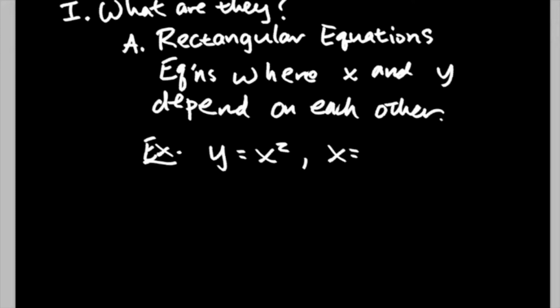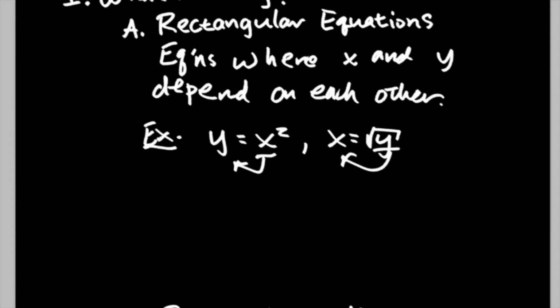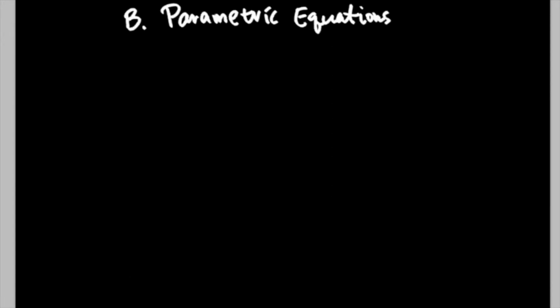So for example, if we had something like y equals x squared and x equals square root of y, essentially we see that in the first one, y depends on x in the sense that if you square x, you get y. In the second one, we see that x depends on y. Same type of thing, but just switched around. Now for parametric, that changes.